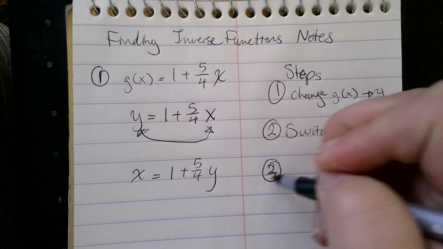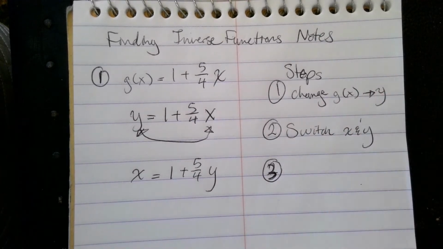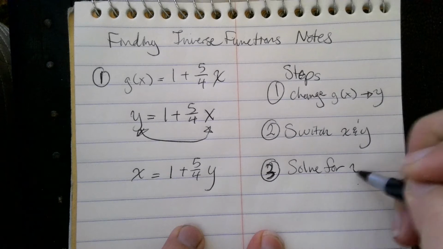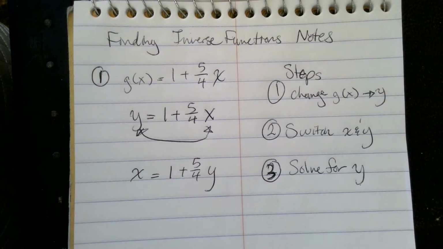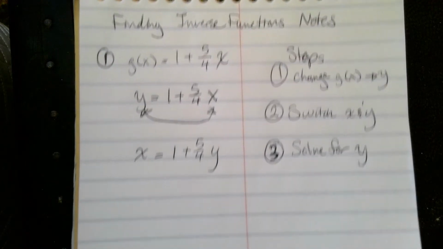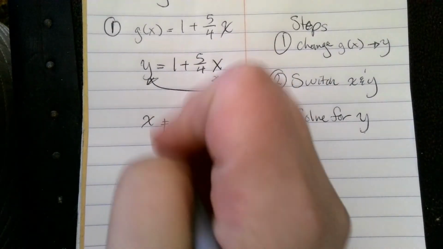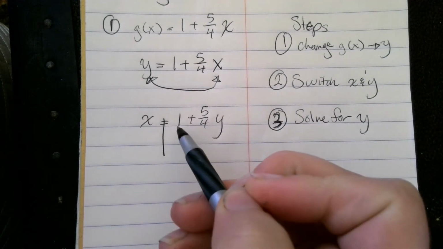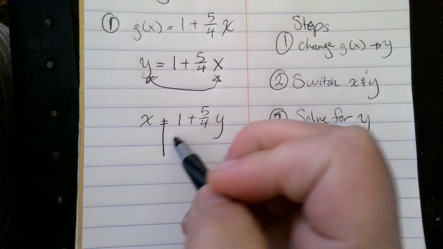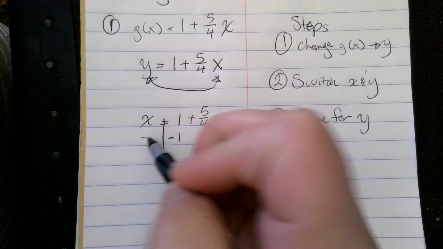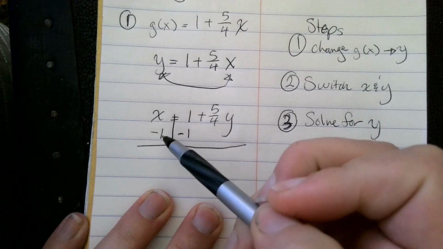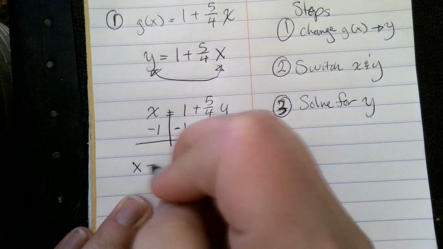Oh, that's 3, sorry. We're just going to solve for y. So I want y all by itself. So I'm going to move the 1 to the other side. So this is adding 1. The opposite would be subtracting 1. These are not like terms. So I'm going to have x minus 1.